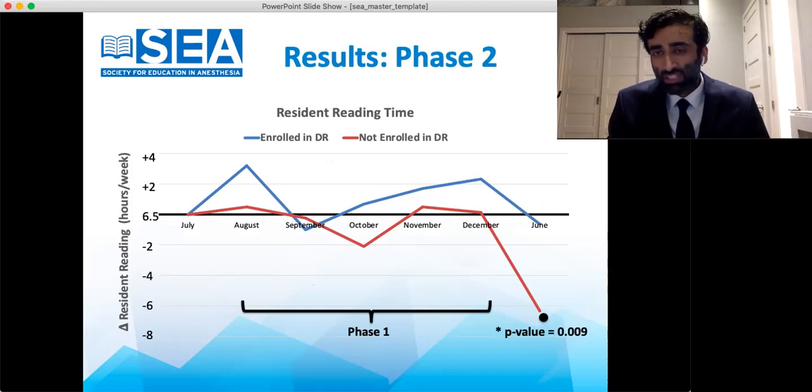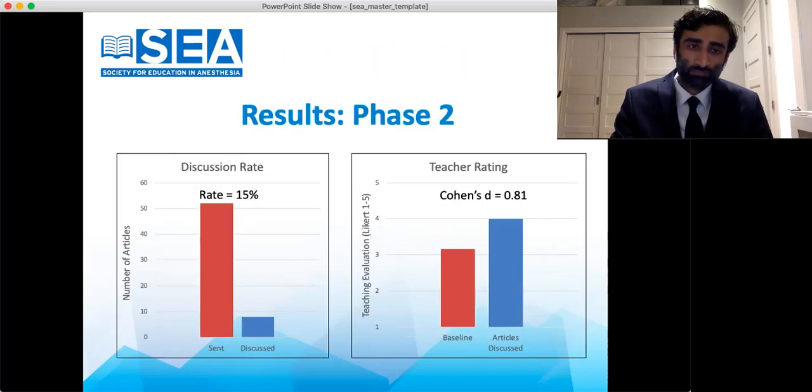So looking at the last month of the year here, the reading is shown in continuity with phase one. And in the second phase, the change in resident reading was nearly an hour a day. So when residents were not enrolled in the program, they had stopped reading altogether, while residents who were enrolled continued to read at their baseline levels, and the p-value for this is 0.009.